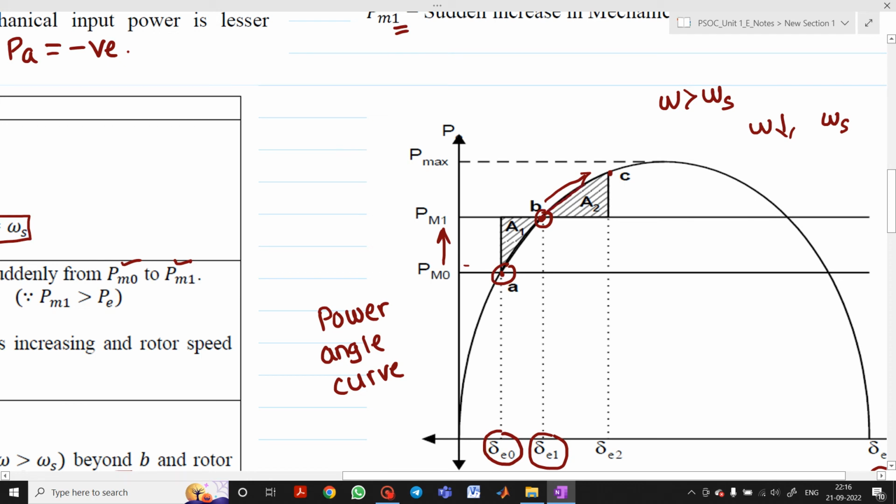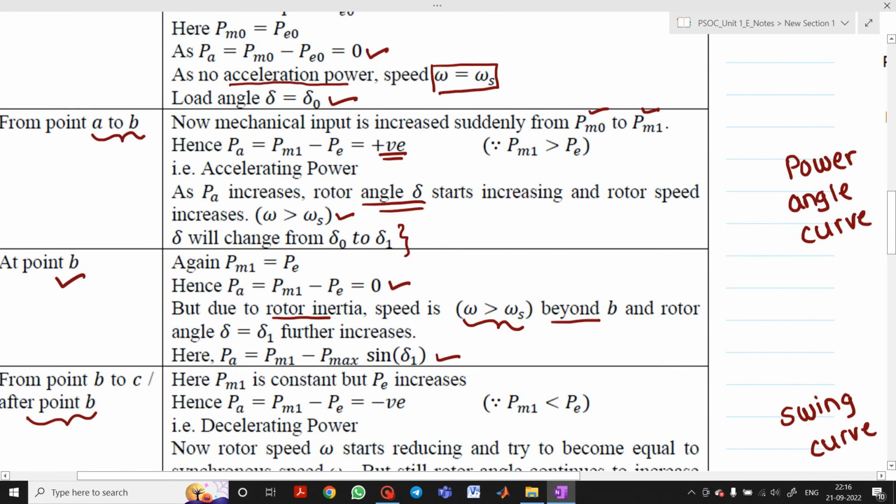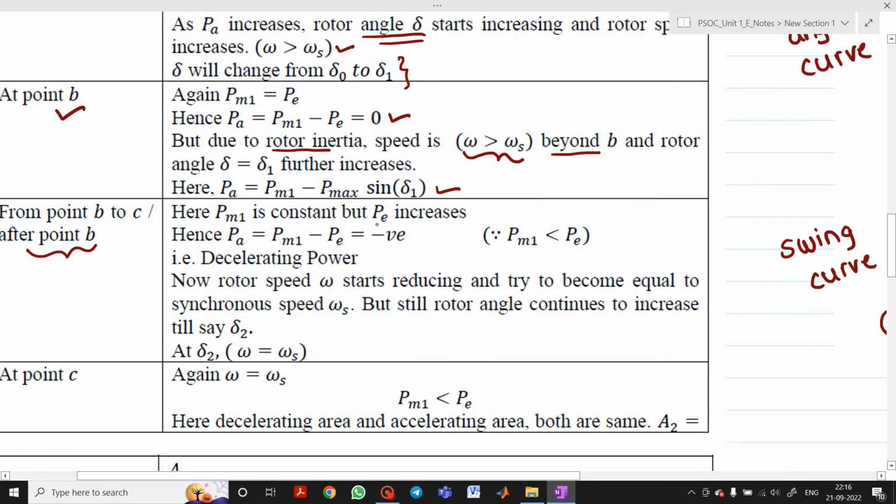Now here what happens in between B to C? This curve, this is one portion of the curve, this is the other portion of the curve. Here it is observed that PE will be greater than PM1. So what happens because of that? If PE is greater than PM1, then you will get accelerating power as negative, which is treated as a deaccelerating power. Now your omega will start reducing, but still it is not equal to synchronous speed. It will try to become, but it is not equal to synchronous speed.